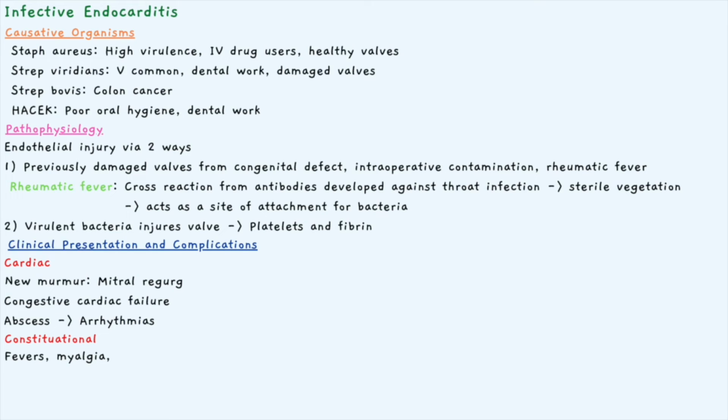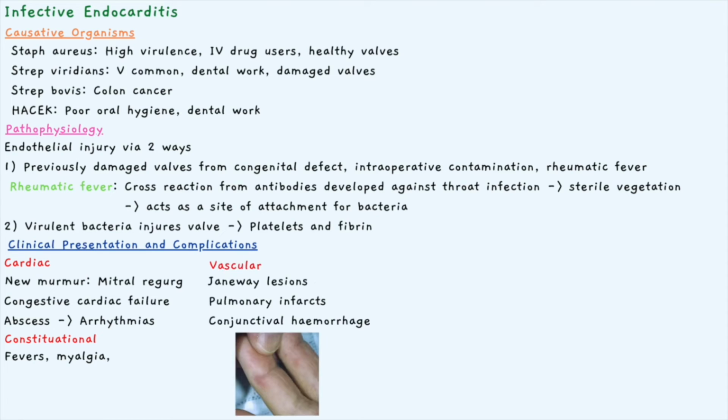Due to a systemic inflammatory response, you can get constitutional symptoms such as fevers and myalgia. Vascular effects include Janeway lesions, which are non-tender lesions shown in this picture. You may get the emboli shoot off into the lungs, especially with right-sided disease such as tricuspid regurgitation, causing pulmonary emboli or pulmonary infarcts. And then if it goes forward up to the eye, you can get conjunctival hemorrhage.